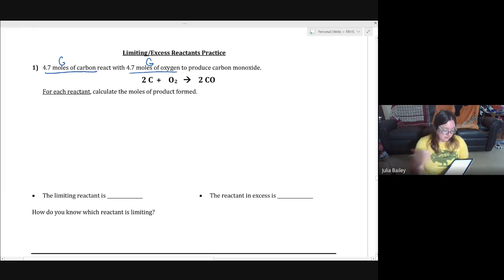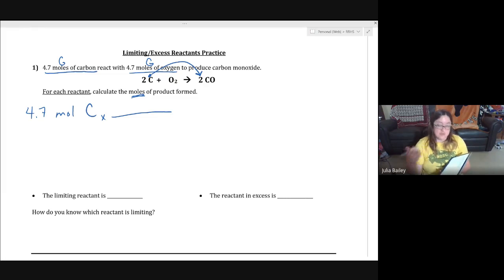So the steps we're going to follow, the first thing we're going to do is follow a mole bridge from our first reactant over to the product. So that means our given, 4.7 moles of carbon. Luckily, this is just finding moles, so we only need one fraction here. We're given moles, we're finding moles. That's only one fraction. Remember to do all the steps you do every time, right?